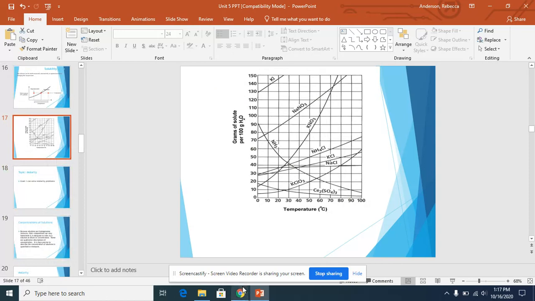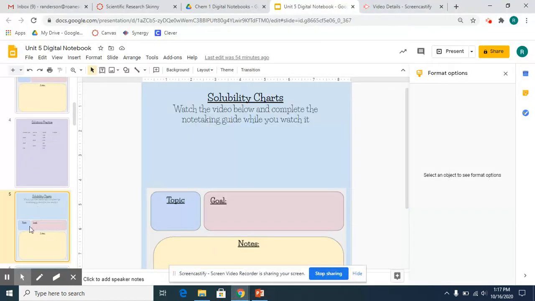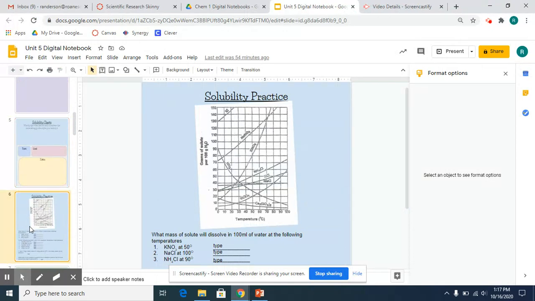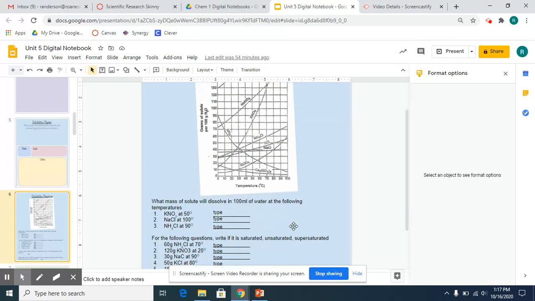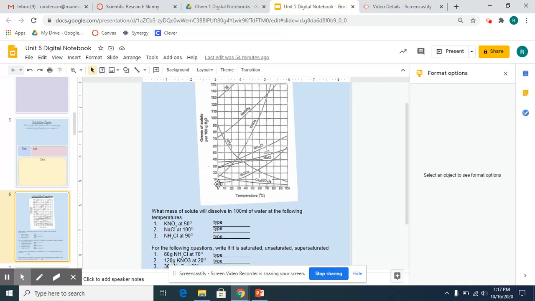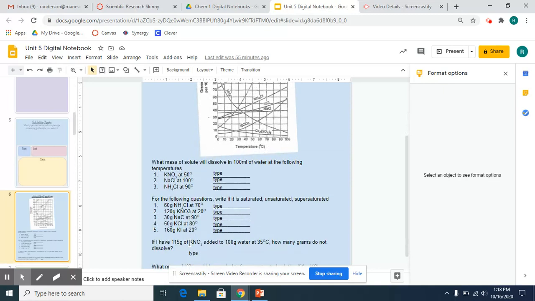All right, so in your digital notebook for solubility charts, here you have a solubility chart. The first questions: what mass of solute will dissolve in 100 milliliters of water at the following temperature? So number one is KNO3, which is this line right here. KNO3 at 50 degrees. So we go to 50 degrees. You will go up until you meet that line at KNO3, which is right here, which is 80 grams. So your answer would be 80 grams. That's how you do those first three questions.